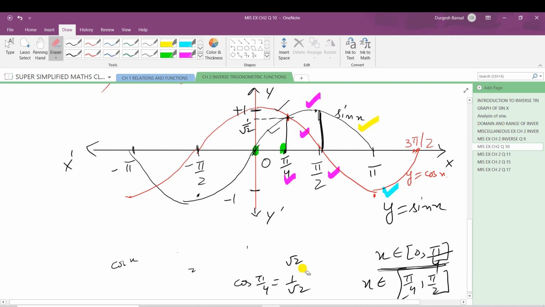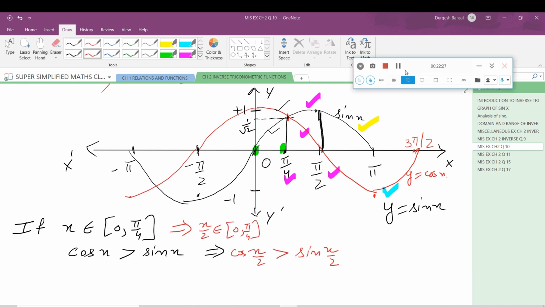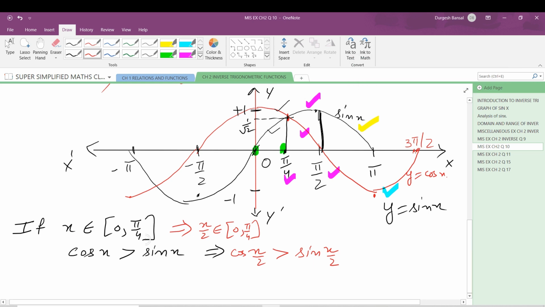This is the discussion, and what do we get from this discussion? That I explain to you. So students, we conclude that if x belongs to 0 to pi by 4, then x by 2 will also be in the interval 0 to pi by 4. It cannot be negative.